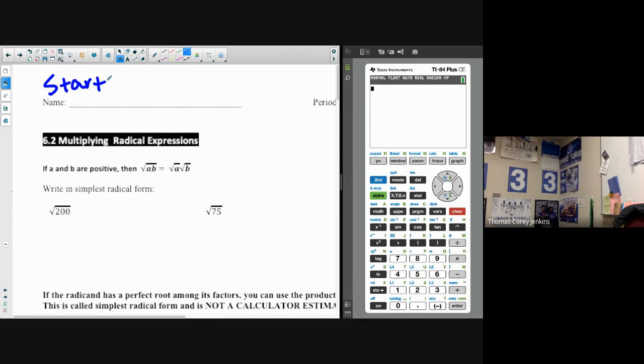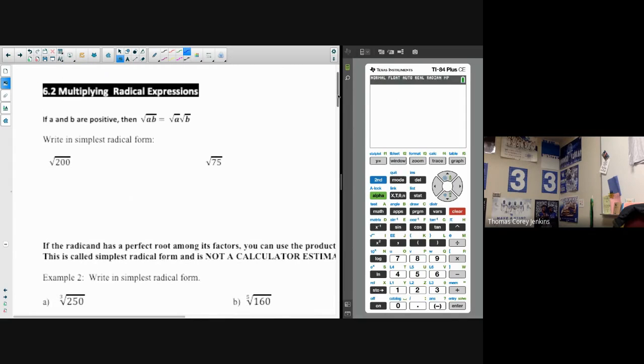All right, guys. Mr. Jenkins here with lesson 6.2, which is about multiplying radical expressions. All right, so that's what we're doing.